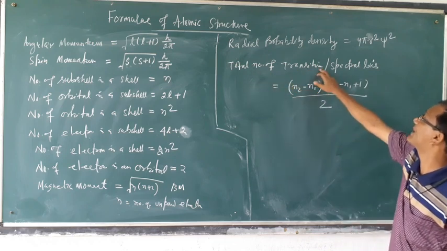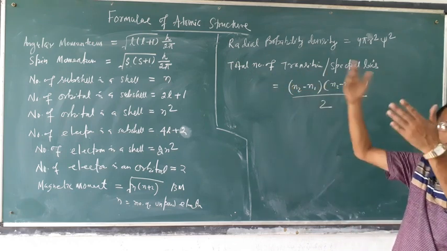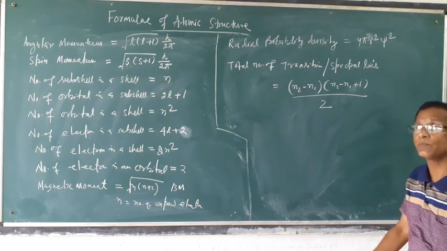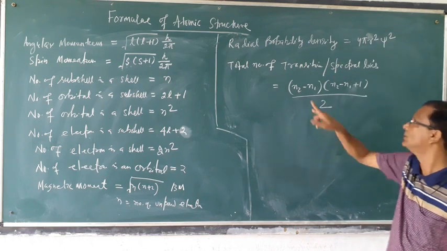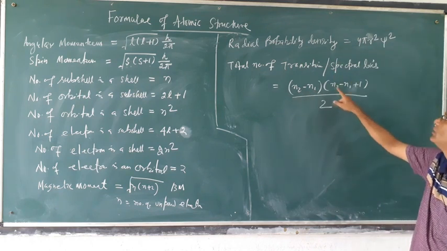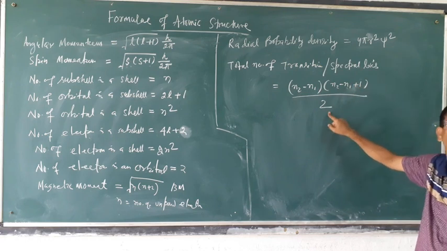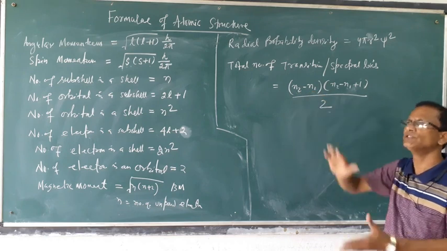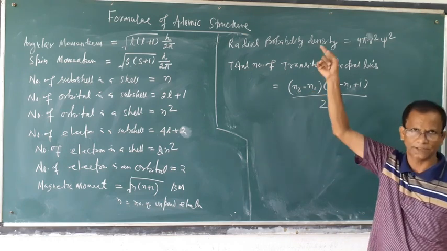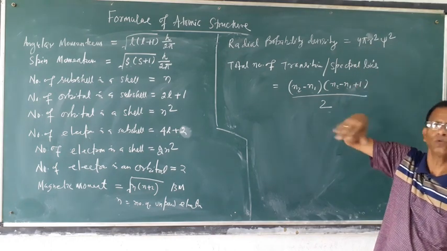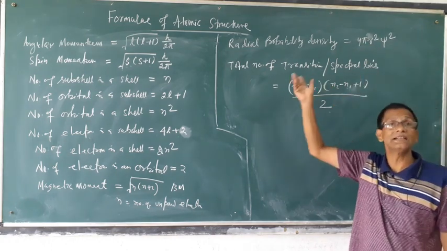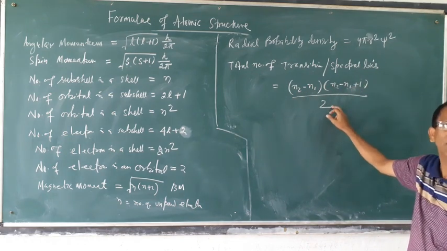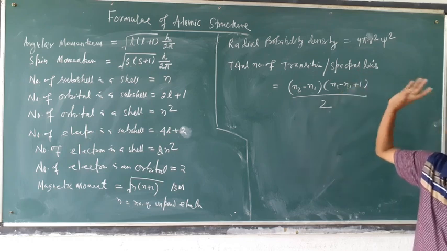Then total number of transitions or spectral lines for the jump of an electron between energy levels. How many spectral lines are produced when it jumps from higher to lower? The formula is n2 minus n1 into n2 minus n1 plus 1, by 2. Remember this formula. What is n2? Higher shell. What is n1? Lower shell. Suppose the electron jumps from 2 to 6, or 1 to 6, 1 to 7, like this. How many spectral lines are produced? That is n2 minus n1 into n2 minus n1 plus 1, by 2. You can calculate the different spectral lines produced.